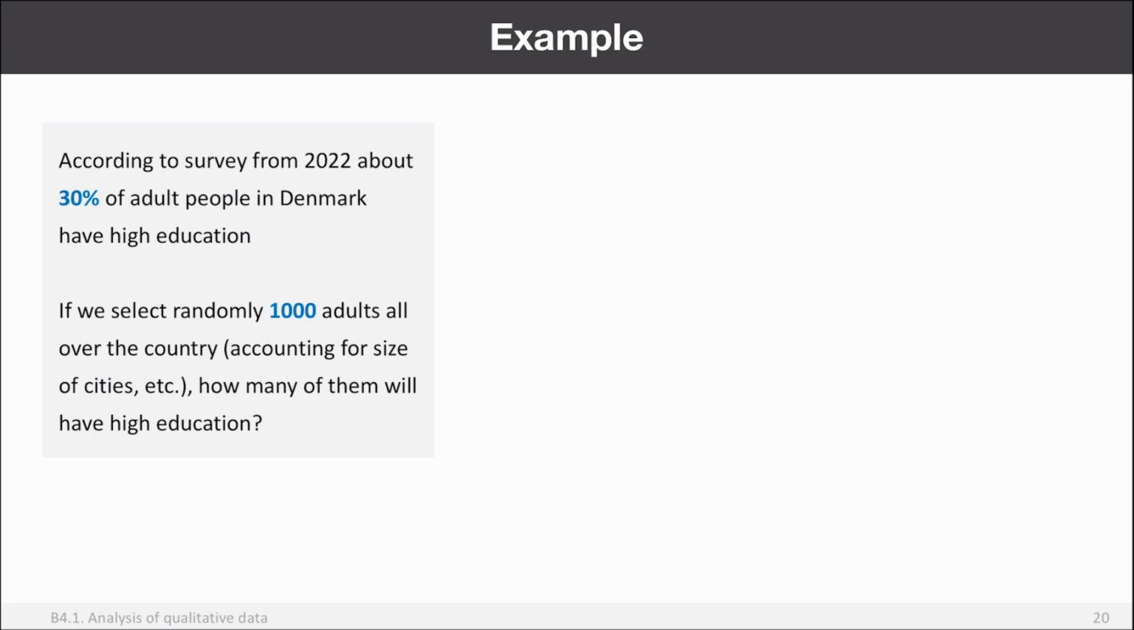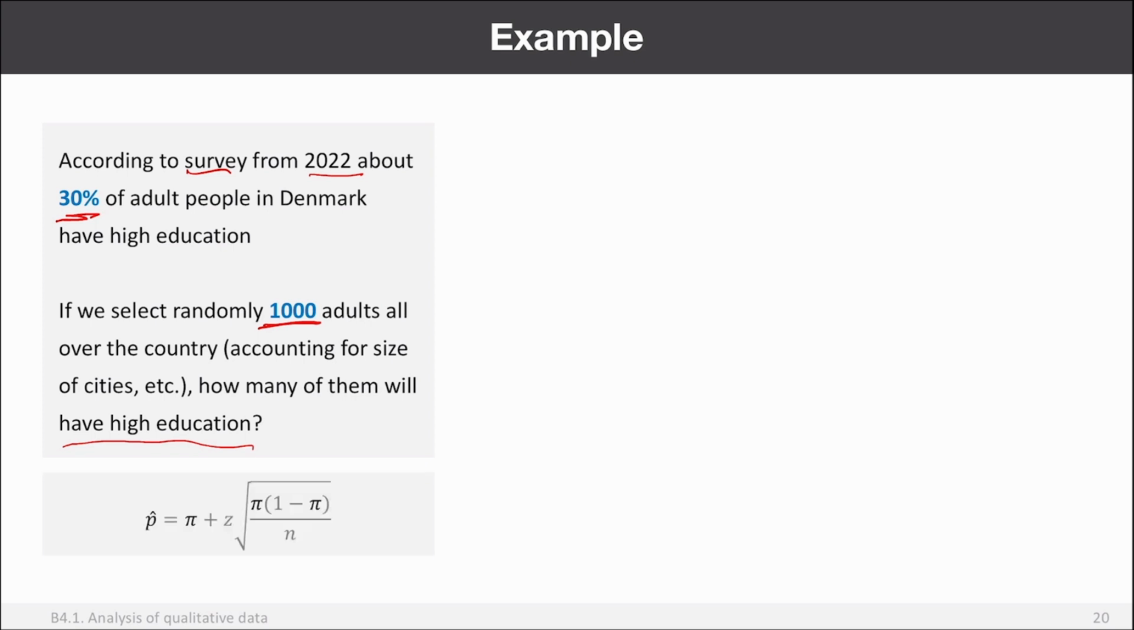Let's say this is the true data. According to a survey from 2022, approximately 30% of adults in Denmark have higher education. Now, we are going to make a survey, and we are going to select 1,000 adults all over the country, accounting for the size of cities, so it will be a really unbiased random sample, so the sample should be good enough. How many of these 1,000 adults will have higher education in our sample? We can compute that using this knowledge.